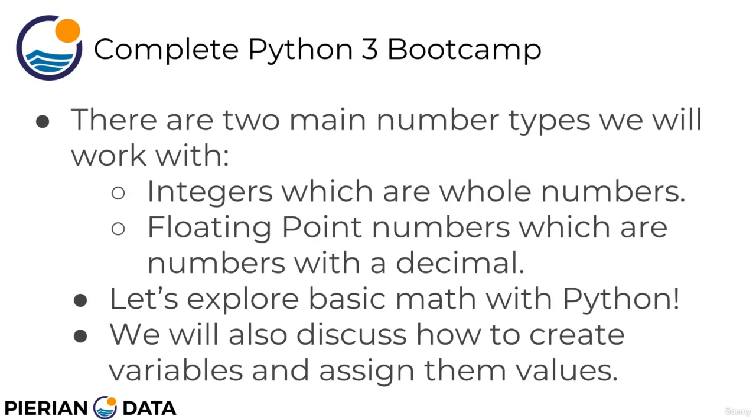We already briefly mentioned that there are two main number types that we're going to be working with throughout the course: integers, which are whole numbers, and floating point numbers, which are numbers with a decimal. We're going to be exploring a little bit of basic math with Python, and then we'll also discuss how to create variables and assign them values. Let's open up a Jupyter Notebook and get started.